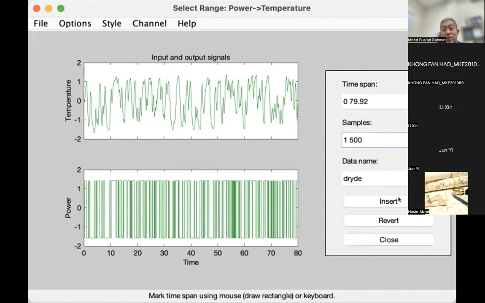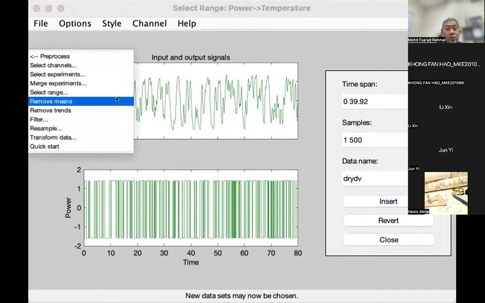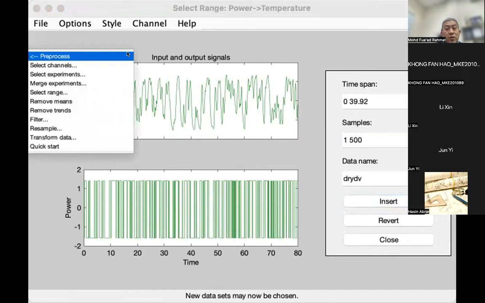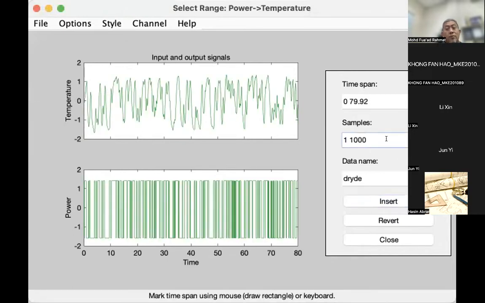Dry DE, and then insert. Then for the remaining, pre-processing again, remove means, oops. If you make mistakes, you have to put this one into the trash, so it's gone. So dry D, pre-processing again, select range. The remaining is 501 to 1000. We call it dry DV, for validate, insert, and then close.